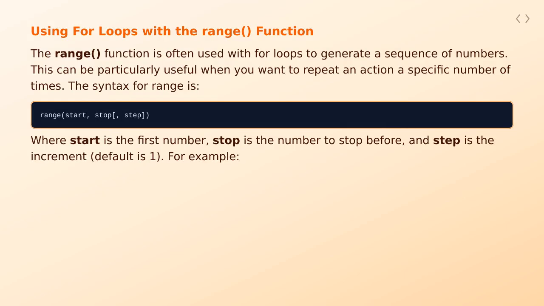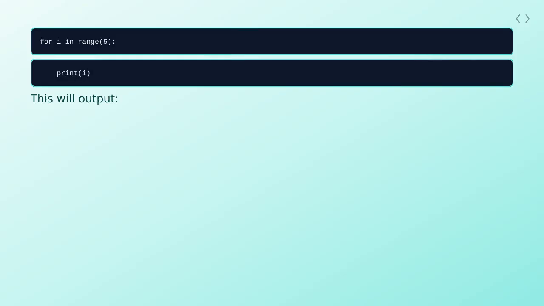Now, using for loops with the range function. The range function is often used with for loops to generate a sequence of numbers. This can be particularly useful when you want to repeat an action a specific number of times. The syntax for range is on screen, where start is the first number, stop is the number to stop before, and step is the increment, default is 1.